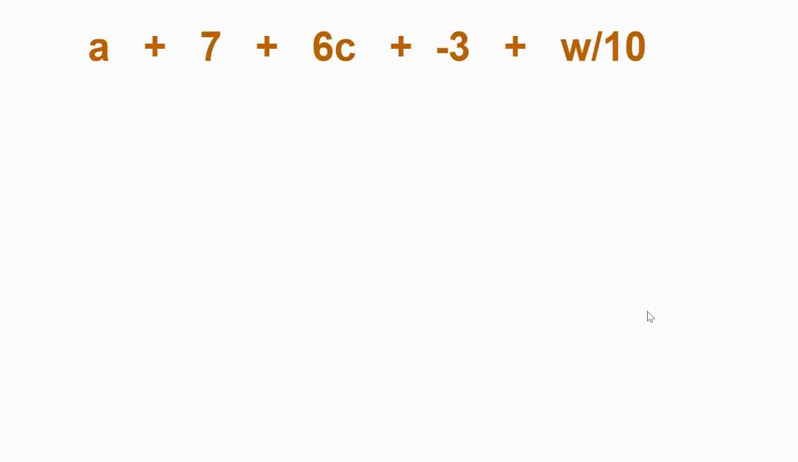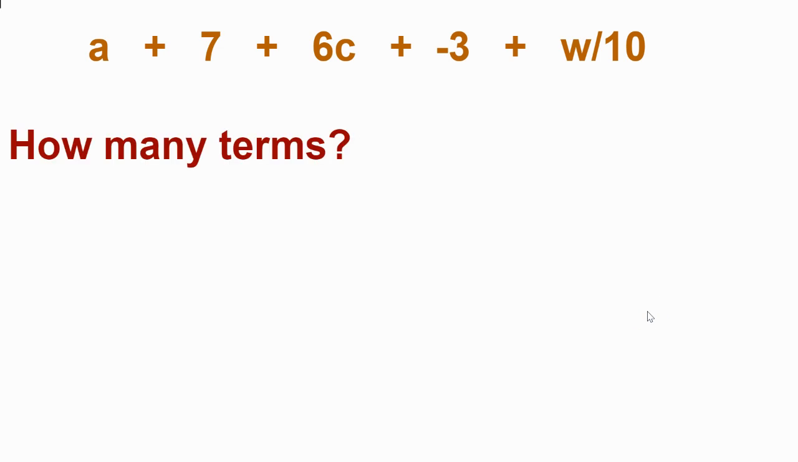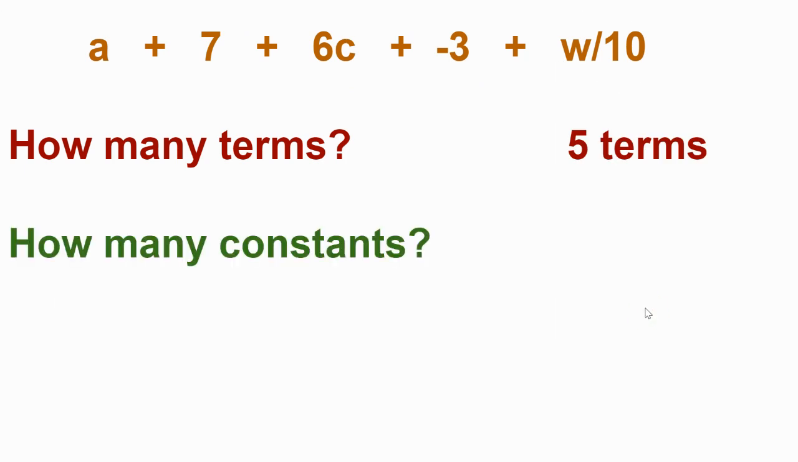All right, let's answer a few questions here. Here we have an expression. How many terms are here? Well, let's count them. 1, 2, 3, 4, 5. There are 5 terms. Well, how many constants are there? Remember, the constants are the numbers. Oh, there's 1. There's 2. 2 numbers, 2 constants. There are 2 constants.